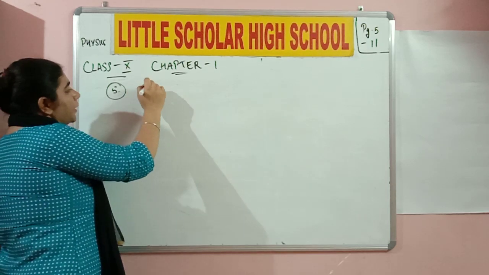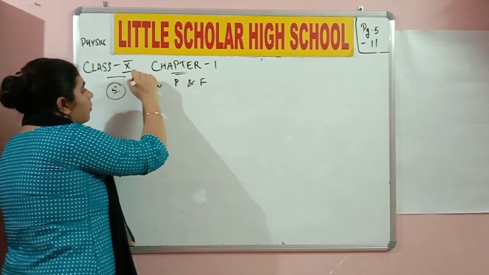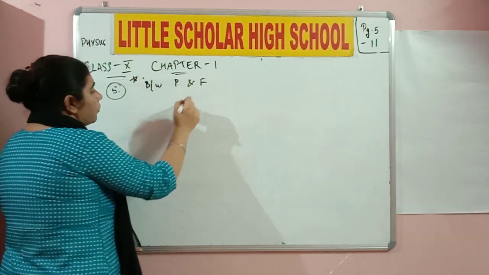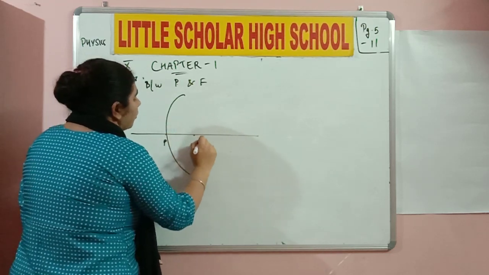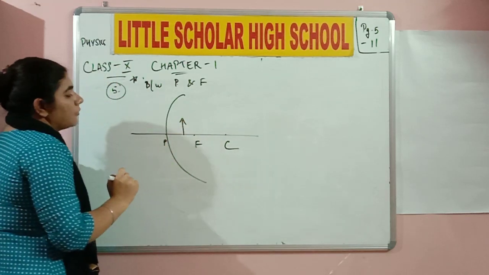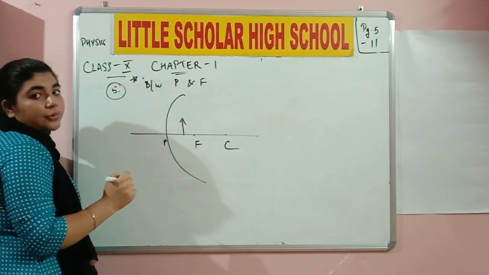So I am going to place my object between P and F. This is the most important one and the most repeated question. Actually, all of the ray diagrams are very important. So I have the concave mirror over here, the pole, the focus, and the center of curvature. I'm placing my object somewhere over here between P and F. So here, what do you think is going to happen?